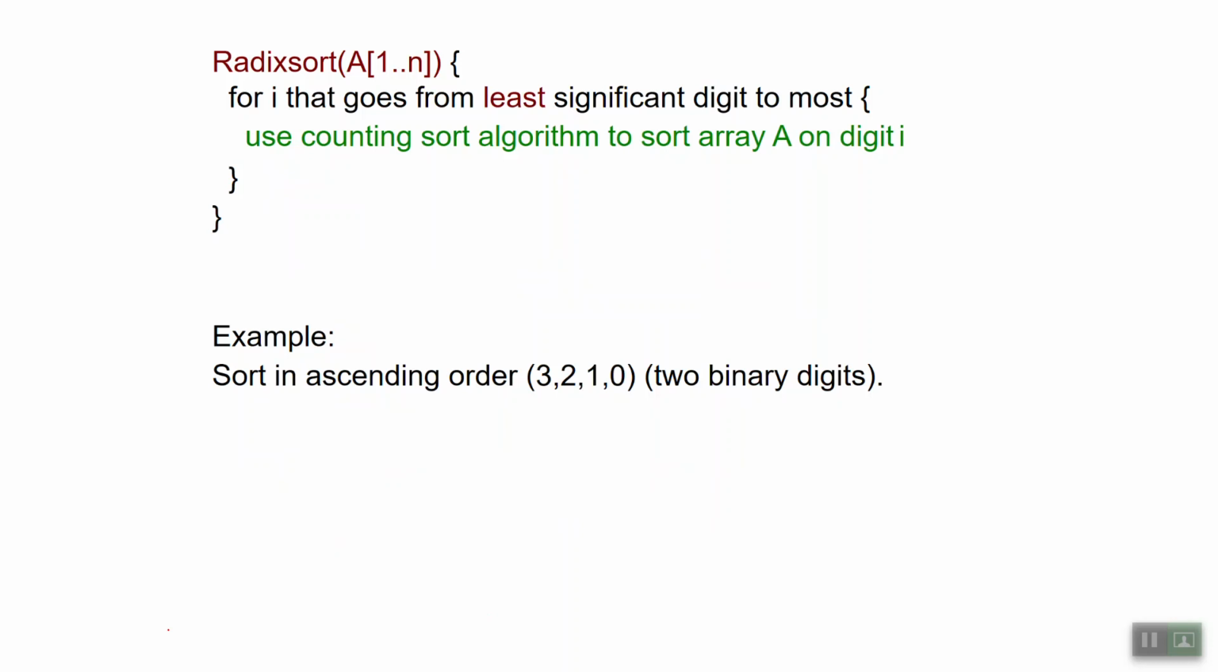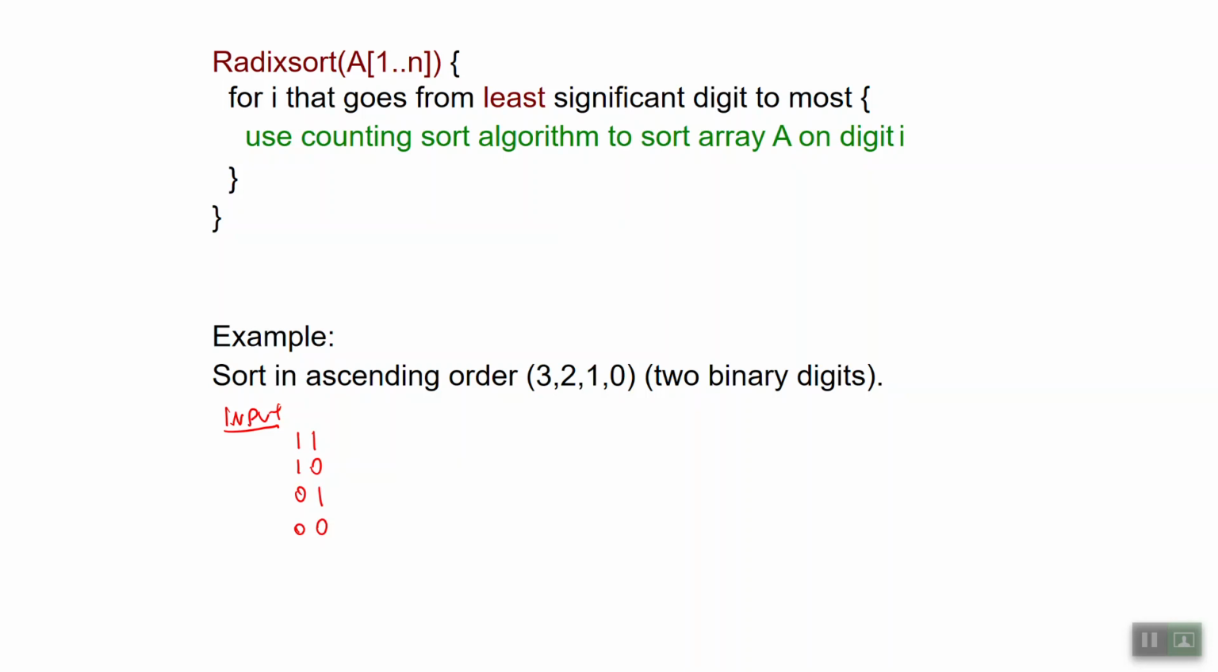Here is an example. Let's sort in increasing ascending order 3, 2, 1, 0. Okay, and we're going to think of them as two binary digits. So my input is the array where the first entry is 1 1, that's binary for 3, then 1 0, that's binary for 2, then 0 1, that's binary for 1, and then 0 0.